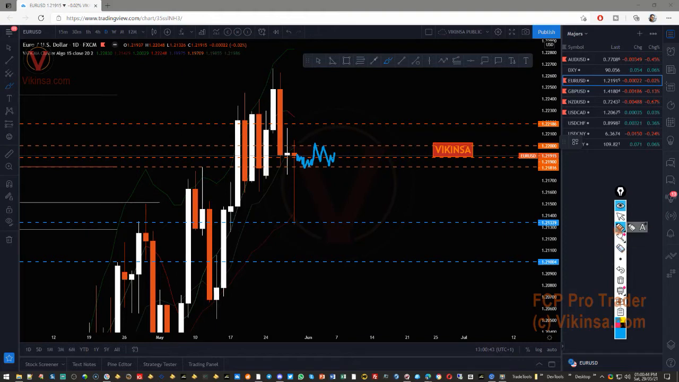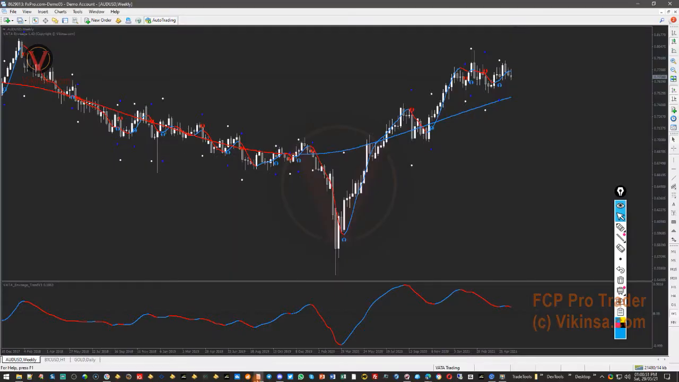These are the levels which are important, so I'm going to post them in the Telegram group. Let's look at what I envisage.